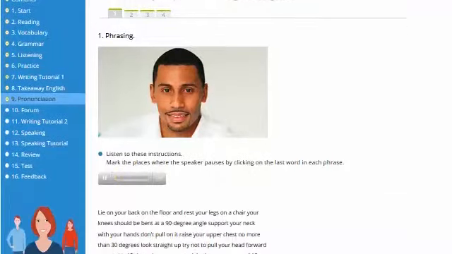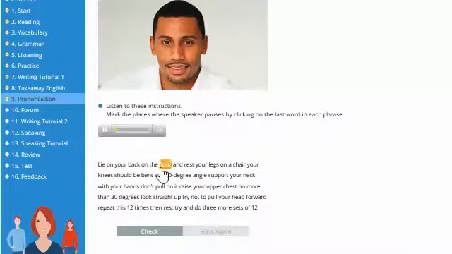Lie on your back on the floor and rest your legs on a chair. Your knees should be bent at a 90-degree angle.